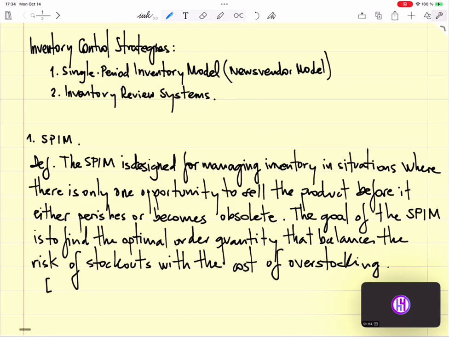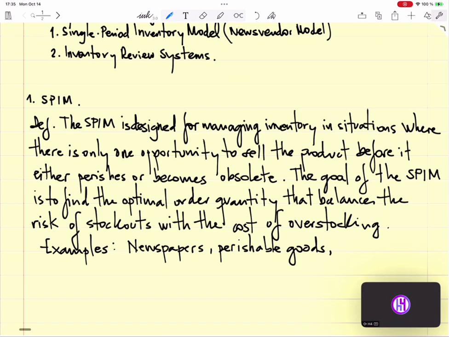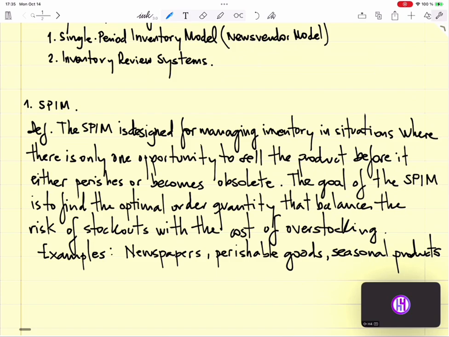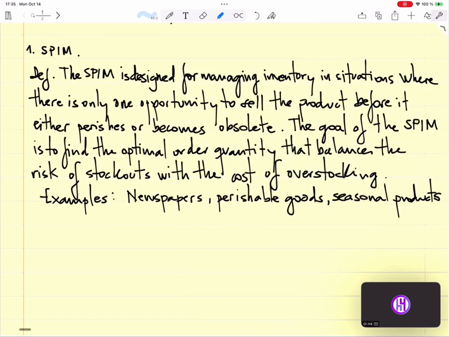So examples include newspapers, because unsold copies have no value after the day ends, or perishable goods, items like fresh or baked products, or seasonal products. Like, I don't know, Christmas decoration or fashion trends or limited editions. Okay? So, does it make sense so far?